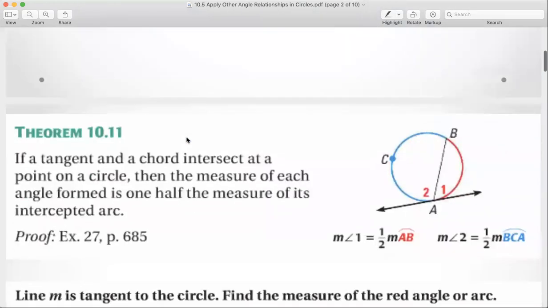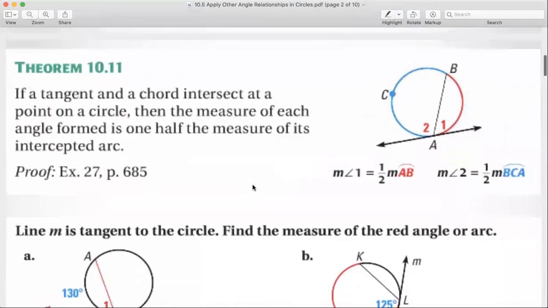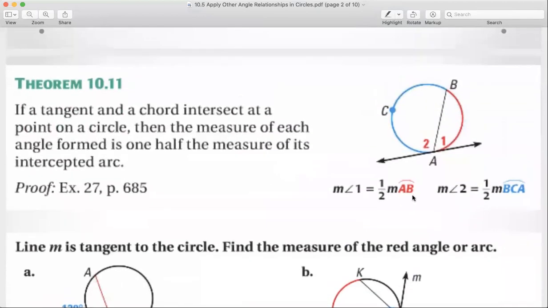This is theorem 10.11, and what it's saying is, if a tangent, which hits a circle once, that's this line here that I'm highlighting on the bottom, and a chord, which is a line that hits two ends of the circle, intersect at a point on the circle, point A, then the measure of each angle formed is 1/2 the measure of its intercepted arc.